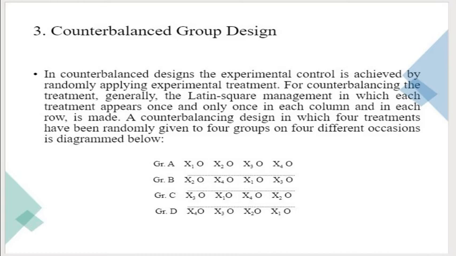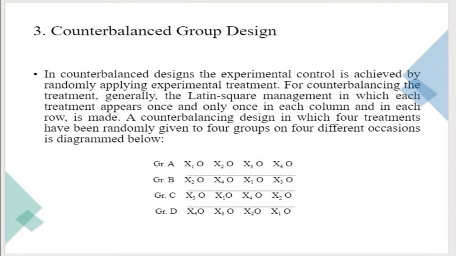A counterbalanced design in which four treatments are randomly given to four groups on four different occasions is diagrammed below. Group A: X1 observation, X2 observation, X3 observation, X4 observation. Group B: X2 observation, X4 observation, X1 observation, X3 observation. Group C: X3 observation, X1 observation, X4 observation, X2 observation. Group D: X4 observation, X3 observation, X2 observation, and X1 observation.